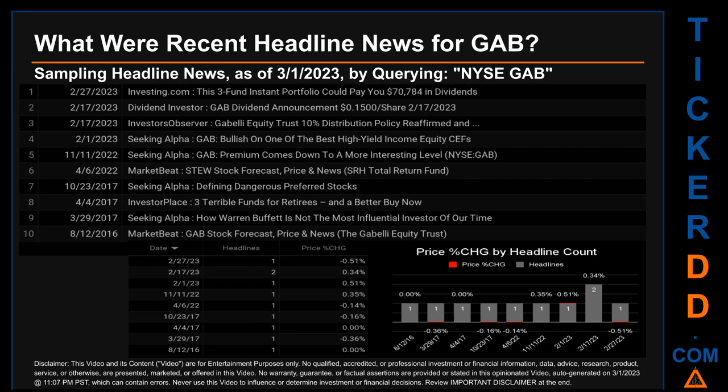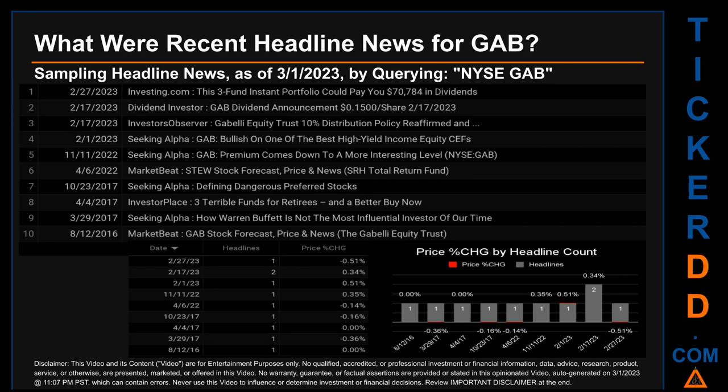Investors Observer published the headline that read, "GAB Equity Trust 10% Distribution Policy Reaffirmed," and the latest publication date of Monday, February 27, 2023, was actually the day with the lowest percentage change in price. It saw a price jump of 0.51%.